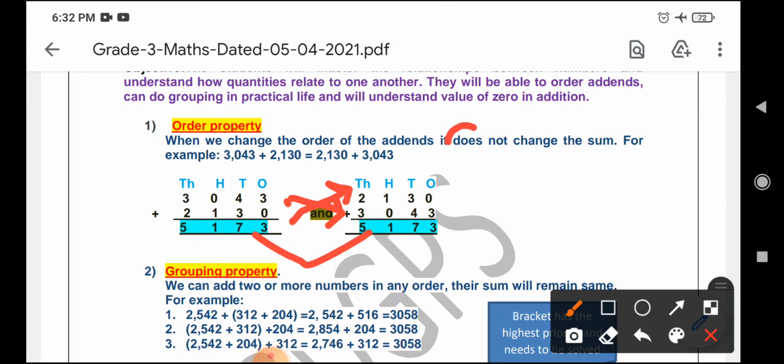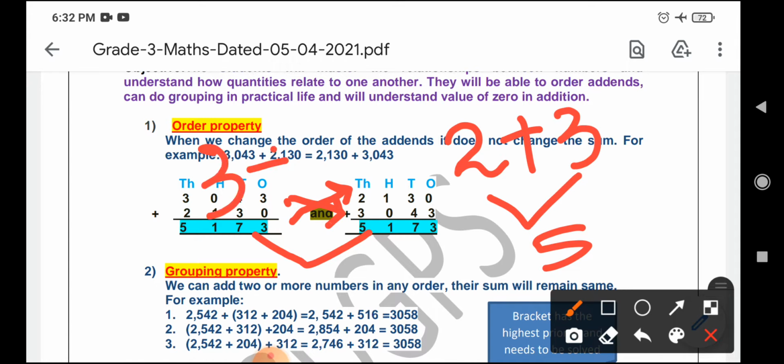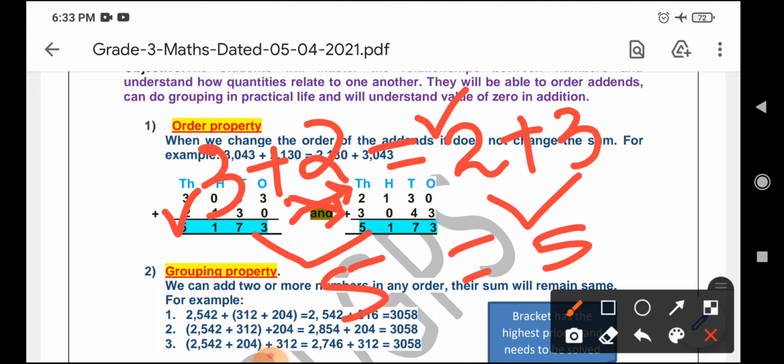I will make you understand this by a simple example: 2 plus 3 make 5, 3 plus 2 also make 5. 5 and 5 are equal. Here first addend is 3, but here first addend is 2. Here second addend is 2, but here second addend is 3. Similarly, I made you understand by one digit. You can apply this on 2, 3, 4 and so on. So what order property says is when we change the order of addends, it does not change the sum.